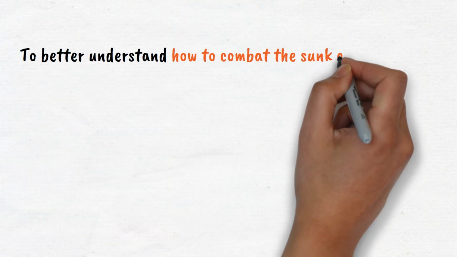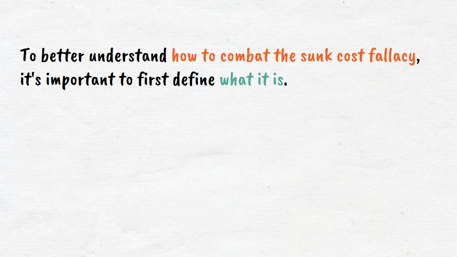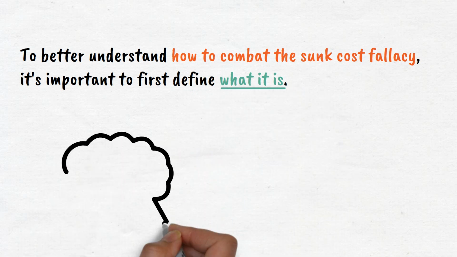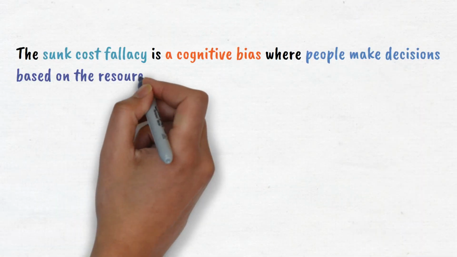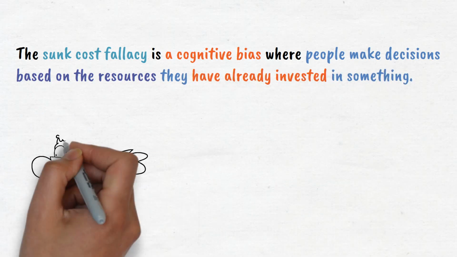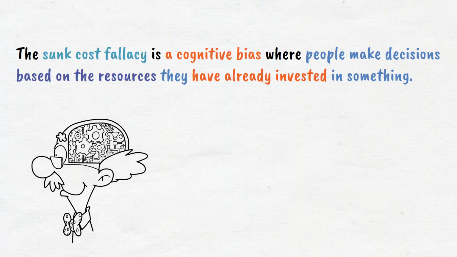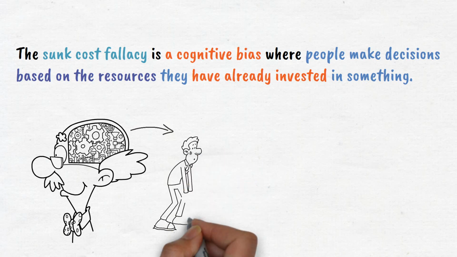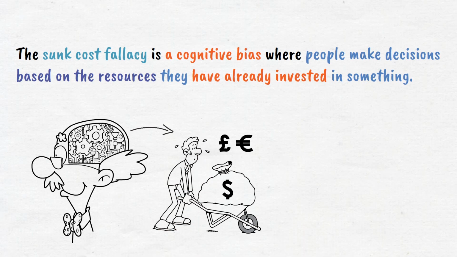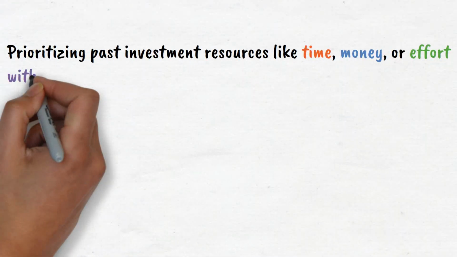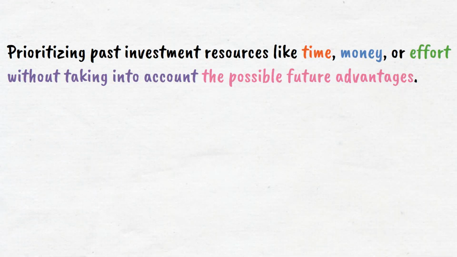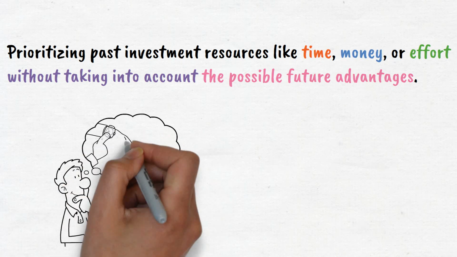In order to gain insights into effectively countering the sunk cost fallacy, it becomes crucial to initially establish a clear definition of what the fallacy entails. The sunk cost fallacy refers to a cognitive bias wherein individuals make decisions influenced by the resources they have already dedicated to a particular endeavor. Prioritizing resources like time, money, or effort without taking into account the possible future advantages.